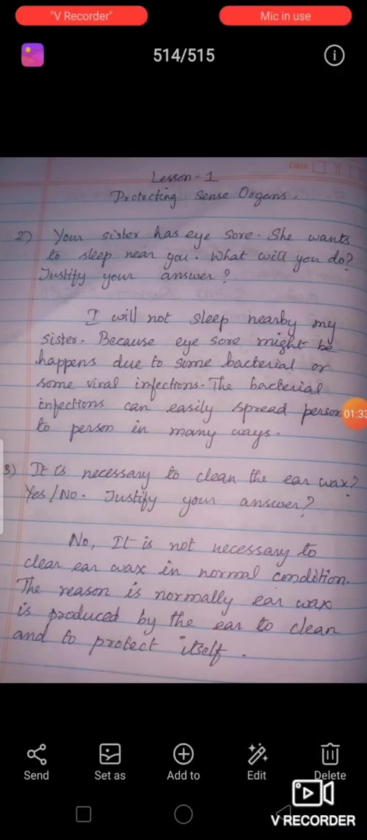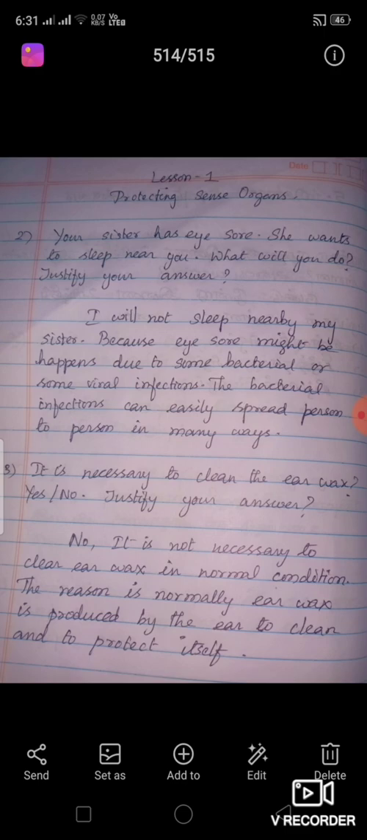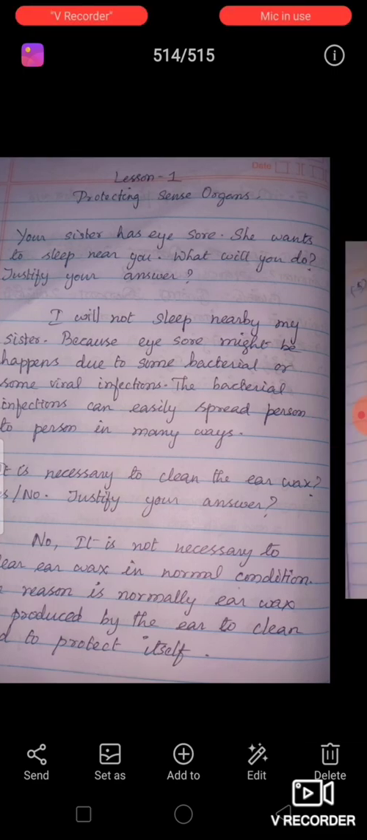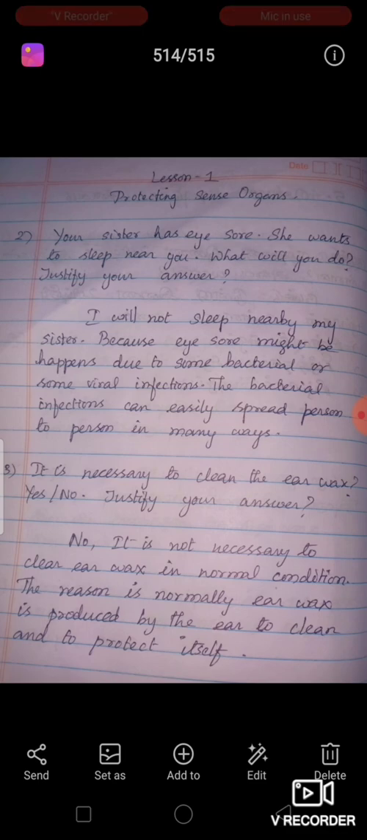Second question, your sister has eyesore. She wants to sleep near you. What will you do? Justify your answer. I will not sleep nearby my sister because eyesore might happen due to some bacterial or viral infections. The bacterial infections can easily spread from person to person in many ways. So I will not sleep nearby. This is the answer for the second question.